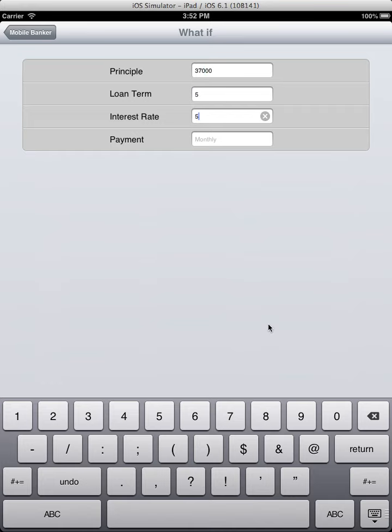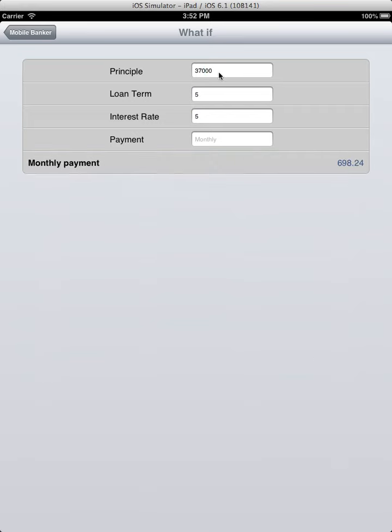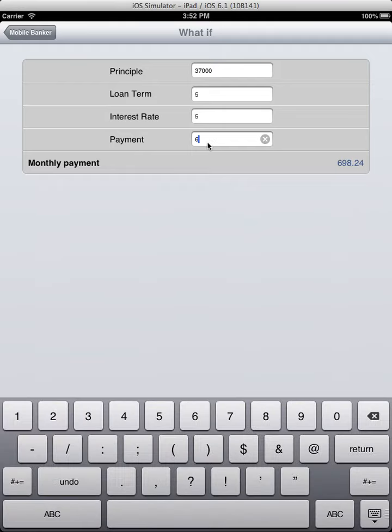Loan term is 5 years, interest rate. So here is the monthly payment, say 698.24, and we want to calculate the interest rate. And here is what we have. Now we want to calculate the loan term. Here is what we have. Say we have both, and we want to calculate the principal.